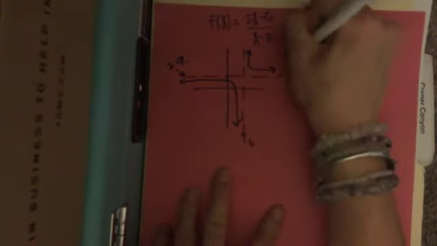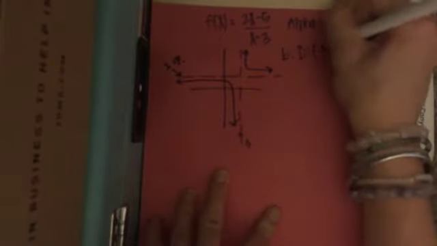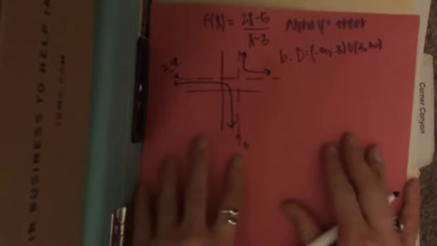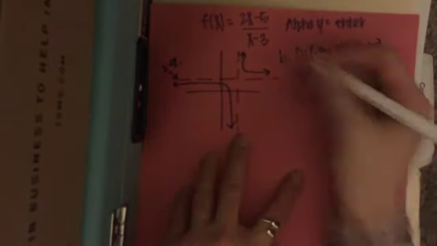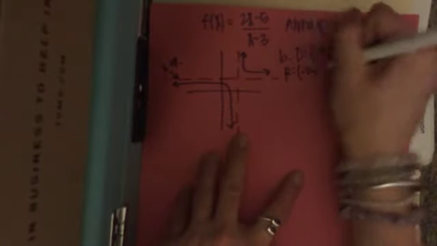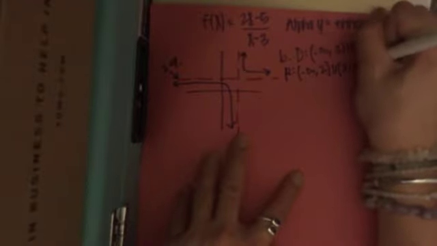Now, domain and range. So domain, that's going to be negative infinity to 3, and then 3 to infinity. Range, that's going to be negative infinity to 2, because there are no points on asymptotes, and then 2 to infinity.